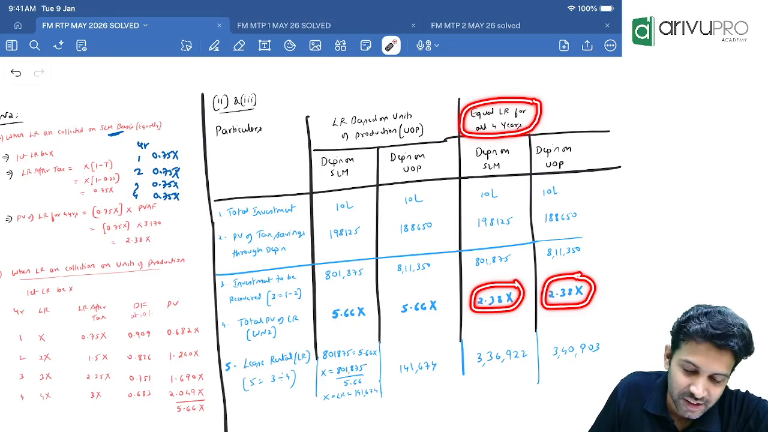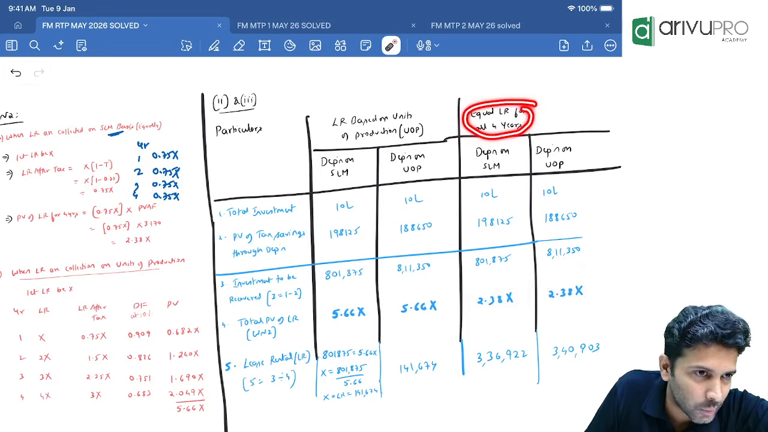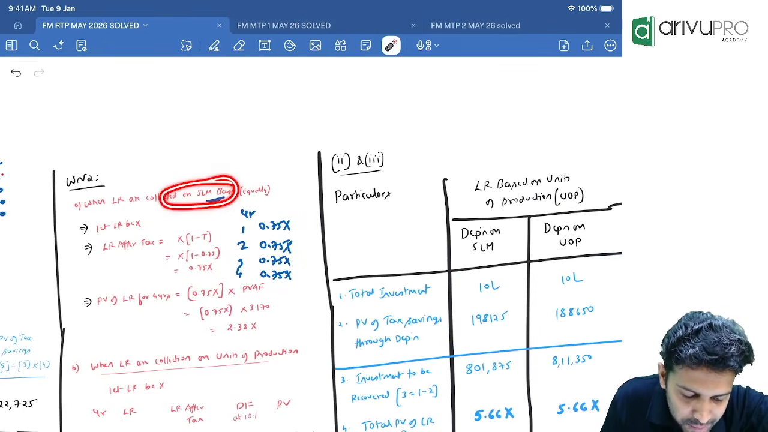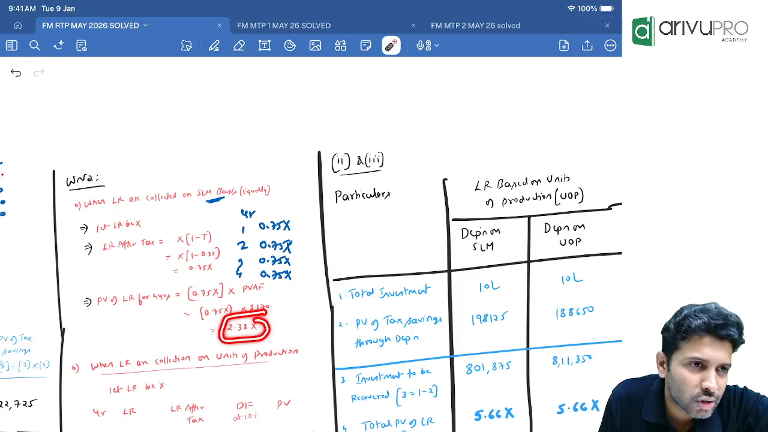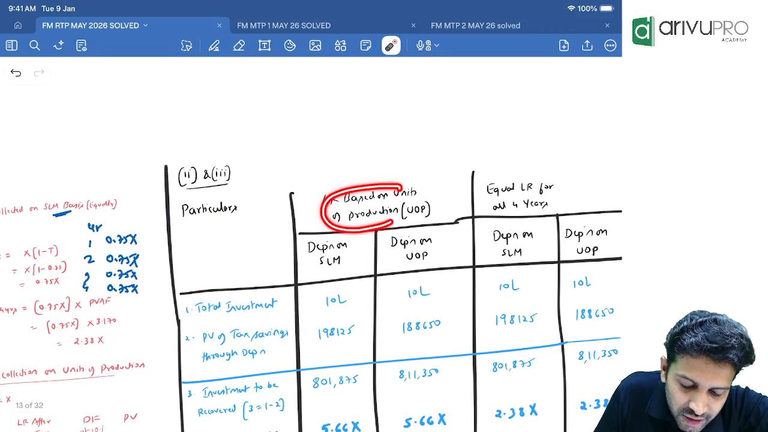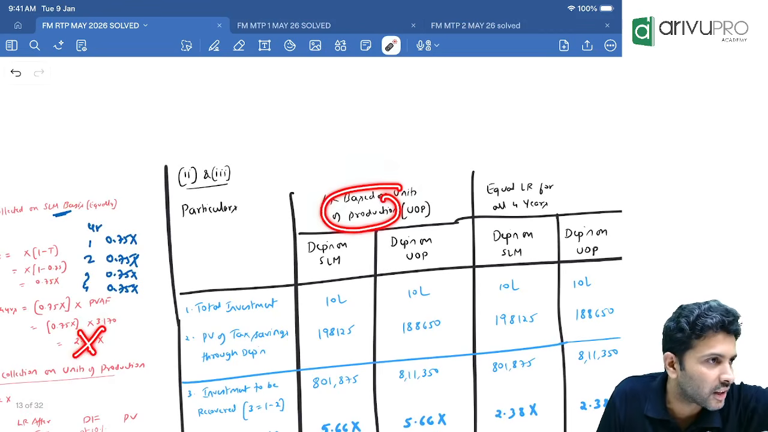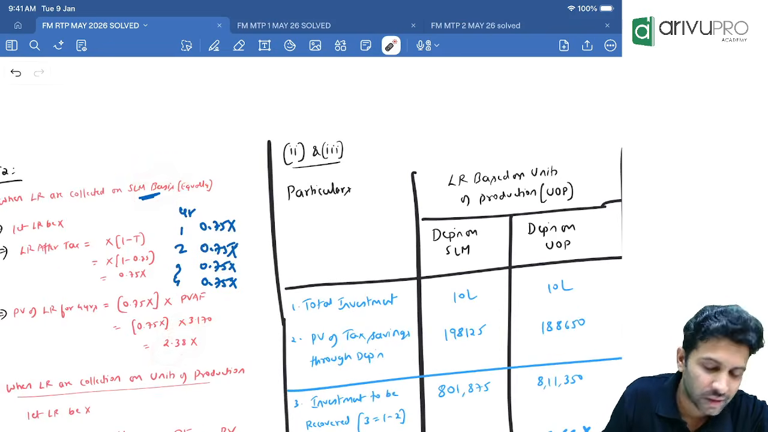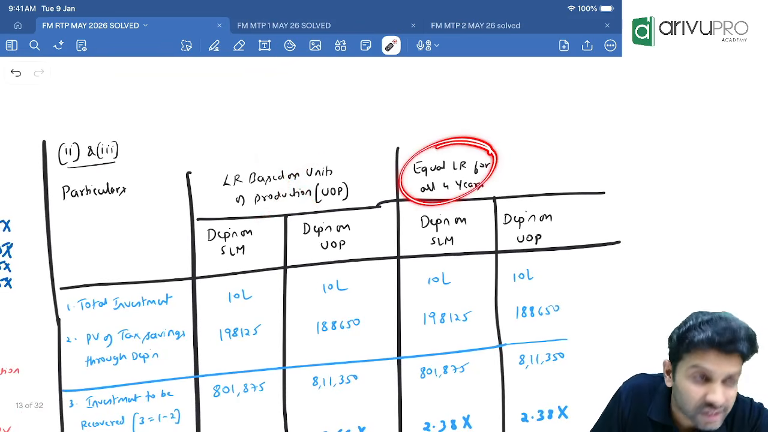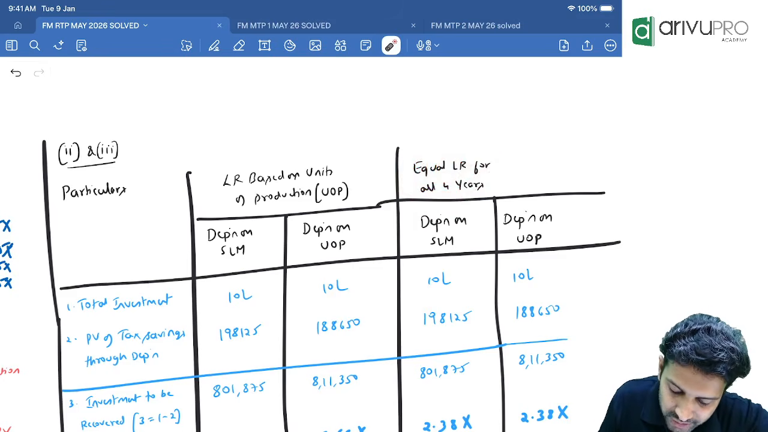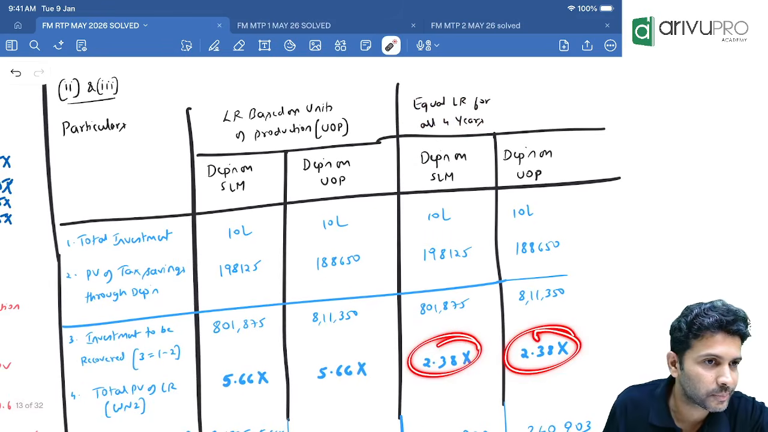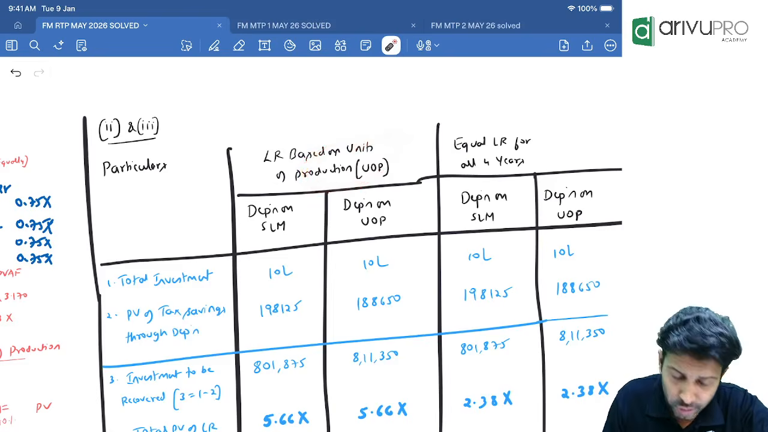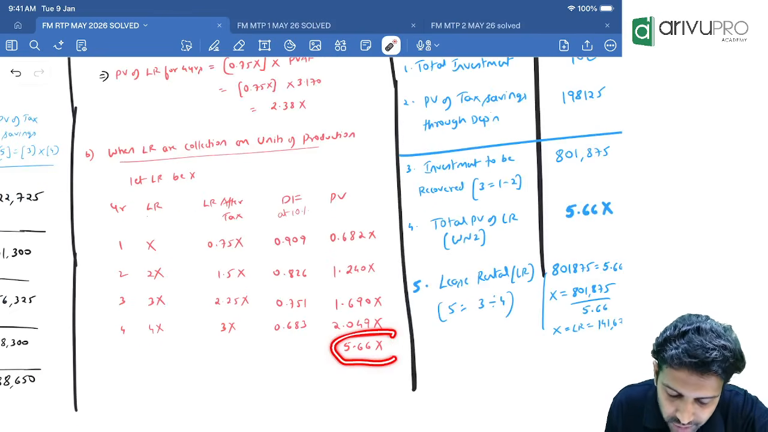Whenever you are charging lease rental on equal basis, what is your total lease rental? Very careful here. When you charge lease rental on SLM basis, the present value of lease rental will be 2.38x. Here you are charging lease rental based on units of production, so can I write 2.38? No. 2.38 is applicable for the equal basis. So in this section, I will write 2.38x. This section is lease rental based on units of production.